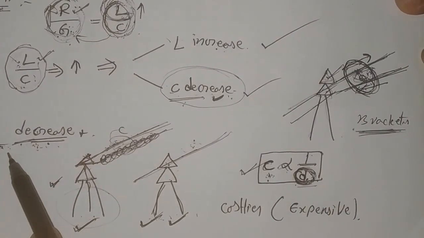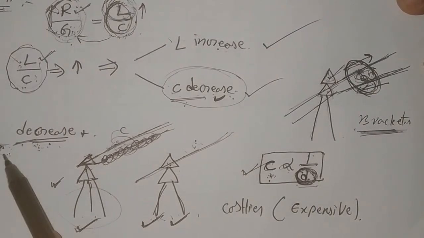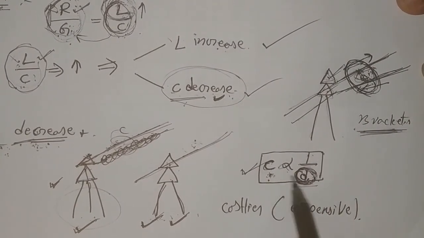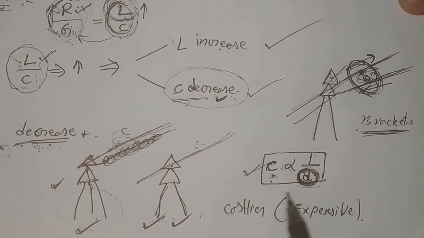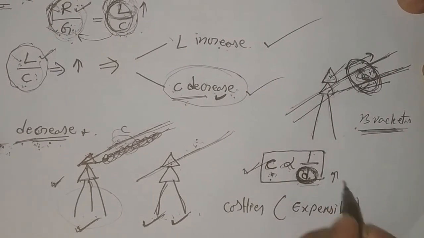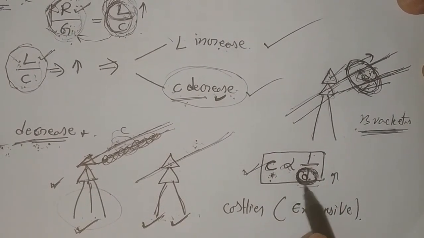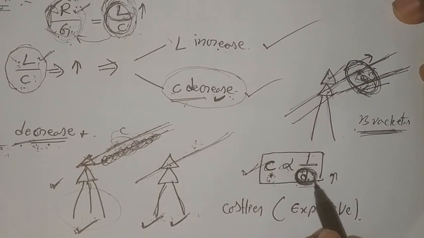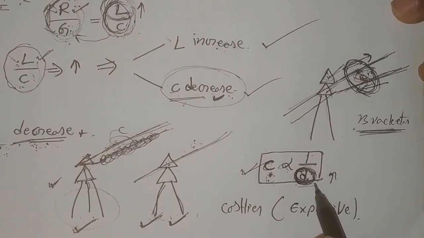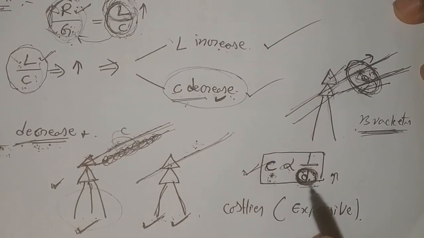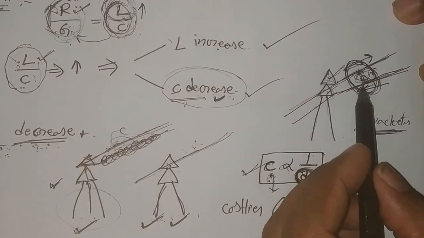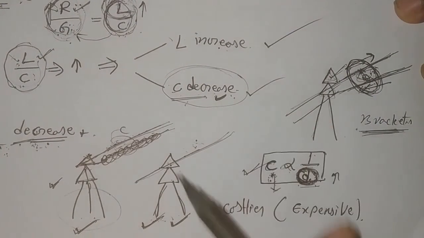So now, if you want to decrease the C value, you have to increase the D value, because this relation is inversely proportional. If you want to decrease the C value, automatically you have to increase the value of capital D. What does it mean? In order to reduce the capacitance, the distance between the transmission lines should be increased.